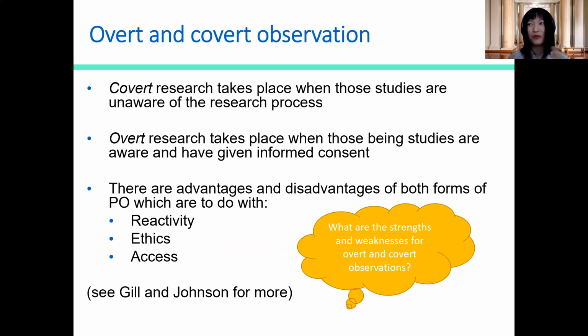Again, you can go to a company and study the workers there, and they know that you are studying them. So that is an overt observation. Overt means that they know, and covert means they do not know. And there are advantages and disadvantages of each type of observation. I would like you to think about what the advantages or disadvantages are for each form of observation.